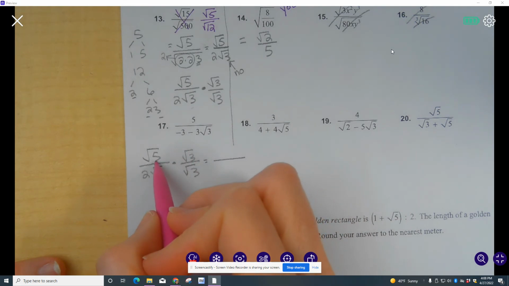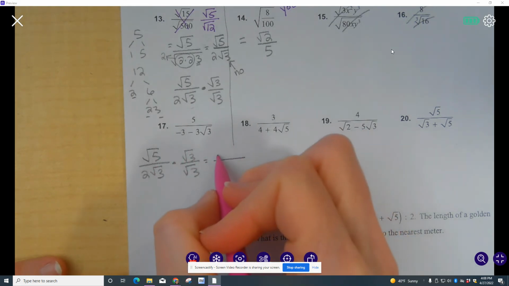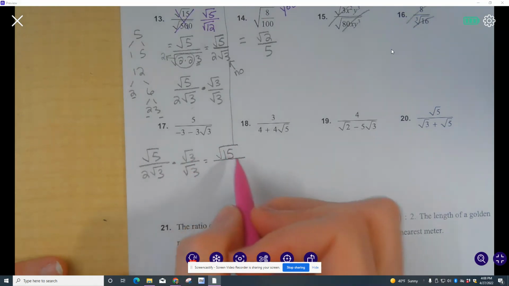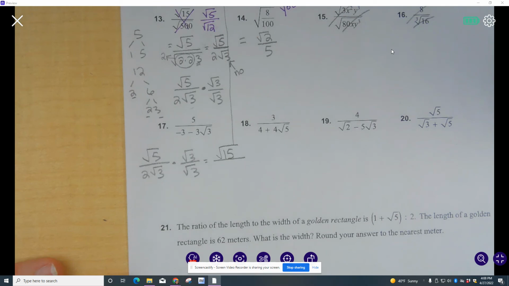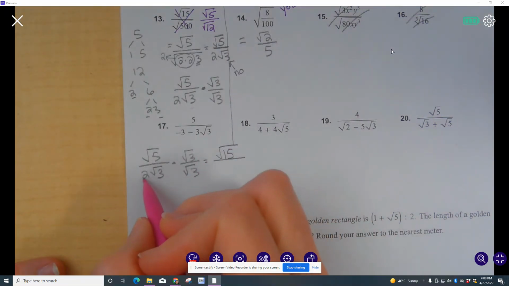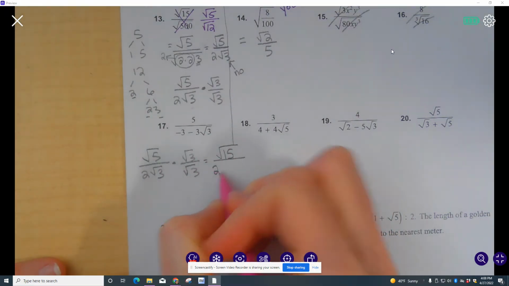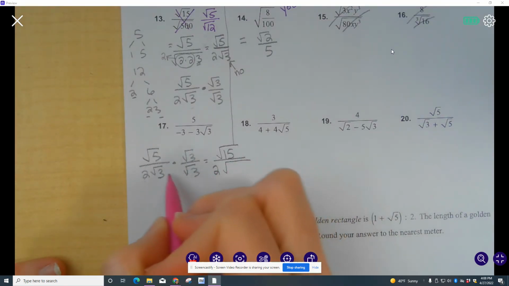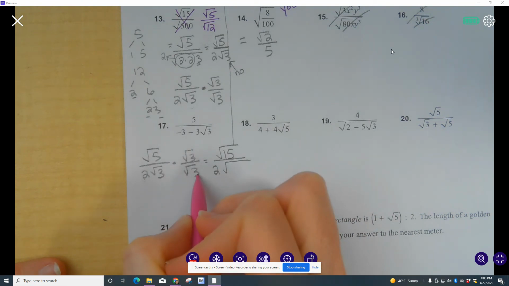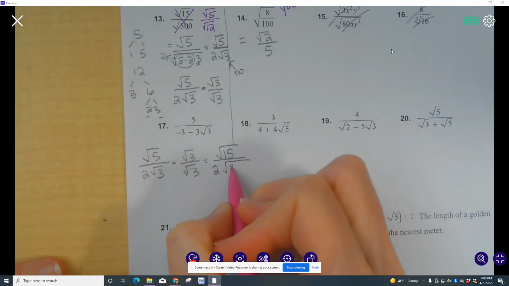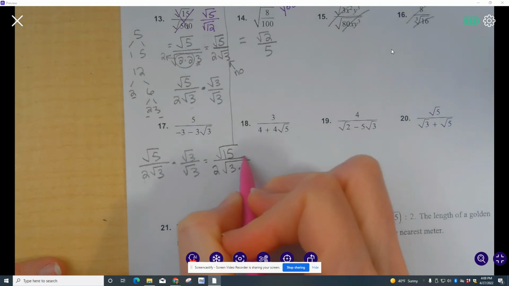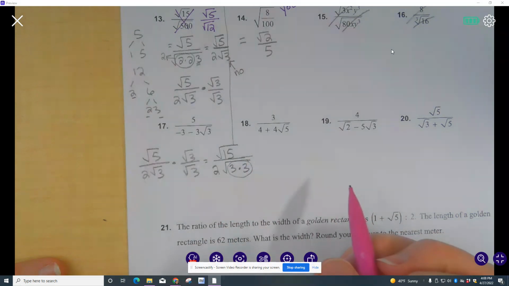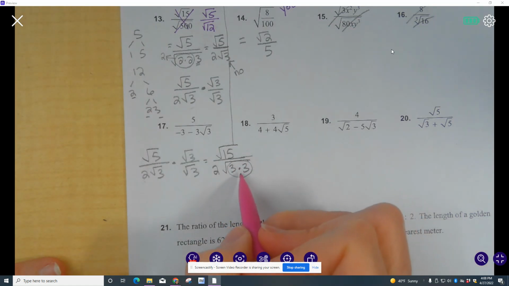So now upstairs I have 5 in jail times 3 in jail. They're both in jail. Keep them in jail and multiply 5 times 3. So I get square root of 15. On the bottom, I have 2 outside of jail. Do not put that 2 in jail. But these 3's are both in jail. I could multiply them together and write 9, but I'm just going to keep them written separate like this, and then I can very clearly see that I have partners in jail.